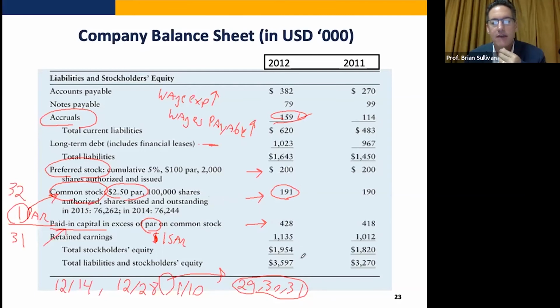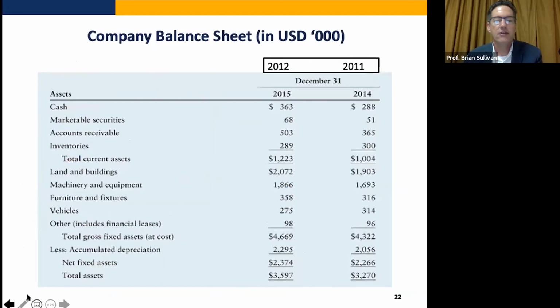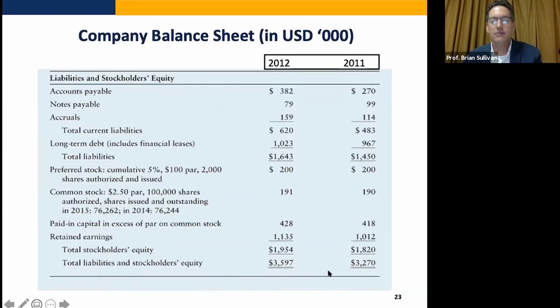Okay, then at the end, we have to add together liabilities plus equity. Because remember the balance sheet, you guys, we have to show that assets equal liabilities plus equity. And you can see here, this is 3597. And if we go back here, this is 3597. So we're in balance. This one for 2014 is 3270. And this one for this year is 3270.